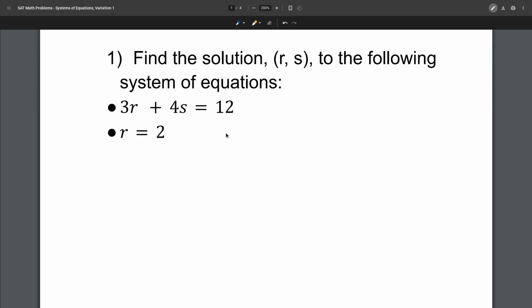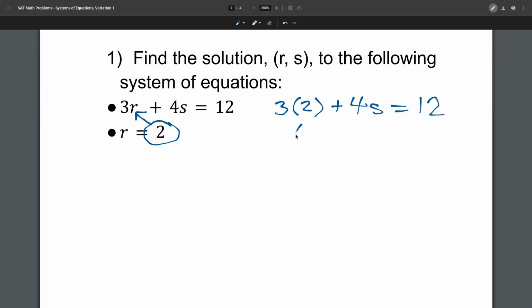Now the quick way to do this is to substitute in 2 for r. So we're going to do 3 times 2 plus 4s and set that equal to 12. So what I've done here is I've taken this value of 2 and put it in for r in the top equation. And we're going to solve for s. And then once we get s, well, we already have r, so we can just come up with our solution.